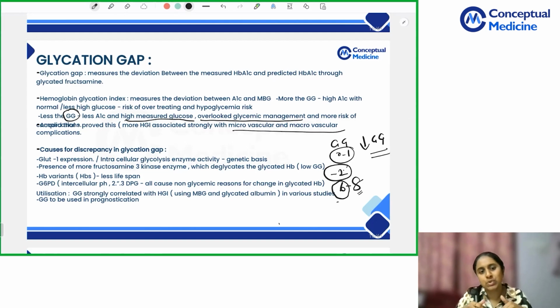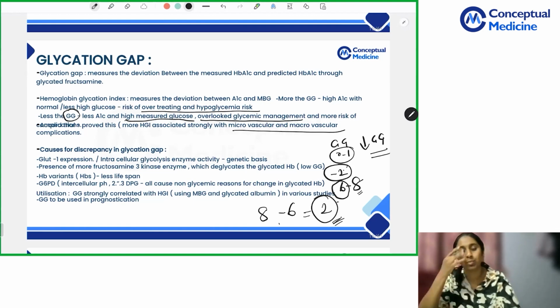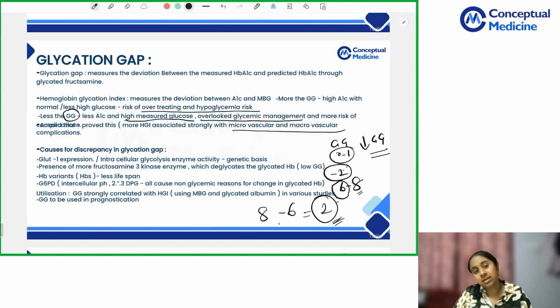Similarly, when you see a high glycation gap, there is a very high risk that you could overtreat the patient. Imagine the measured HbA1c is 8, but the actual is only 6. The glycation gap would be 2. If this is the case, you are actually overtreating the patient and recurrently pushing the patient into hypoglycemia. Clear? So this is the practical importance of the glycation gap. It's been extensively used in research. It has not percolated into the real market. It's very difficult to diagnose. But why am I even bothered about the glycation gap is what you have to know.